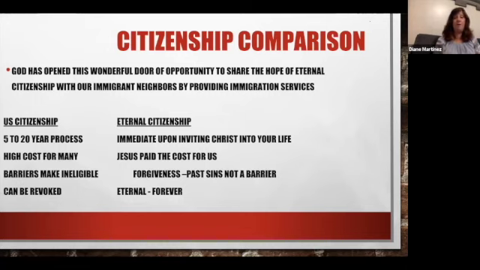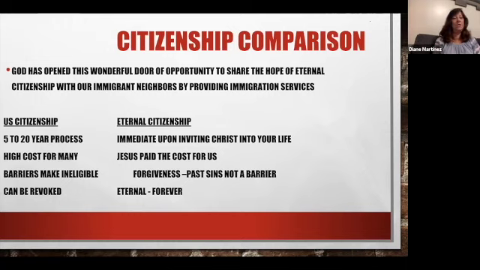Many of them don't have a pathway, as we talked about right now. Many of them, we have to say, no, there is no open pathway to you. And even if there is, I did this comparison just to show you the difference and the door opener that God gives us to share his acceptance of the foreigner. So you can see with US citizenship, the process is a long time from start to finish, anywhere from 5 to a 20-year process. But in eternal citizenship, it's immediately upon inviting Christ into our lives.